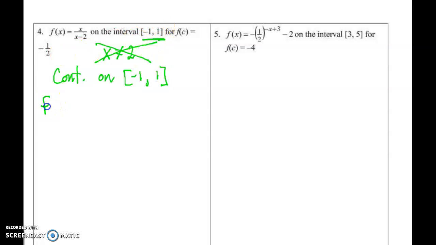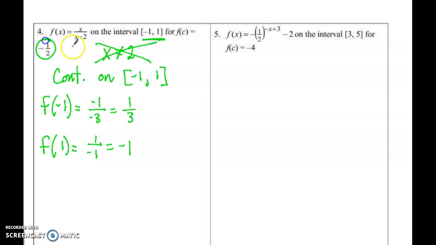Now what we need to do is figure out what f of negative 1 is. So when you plug in negative 1 on top, negative 1 minus 2 is negative 3, so we're looking at 1/3 there. And then f of 1, you get 1 on top, 1 minus 2 is negative 1, so we're looking at negative 1. So the question is, is negative 1/2 between these two values? And you would say yes. So the IVT applies. I should have earlier actually written out the inequality because students got this marked wrong on the AP test.